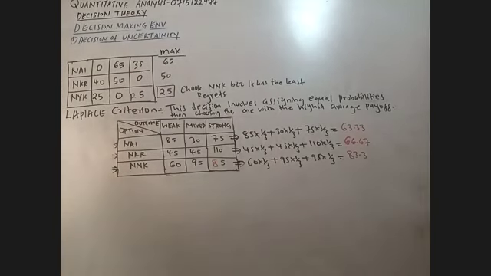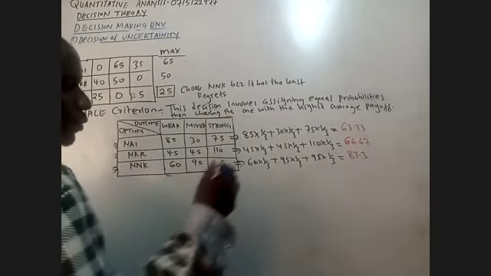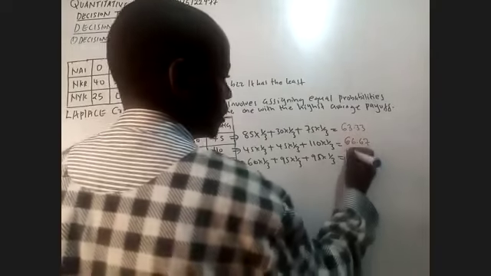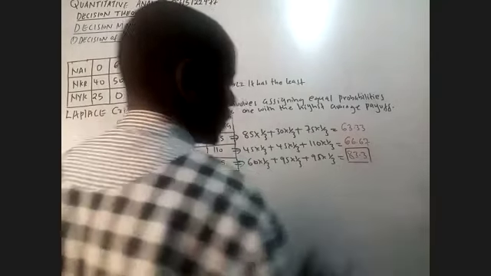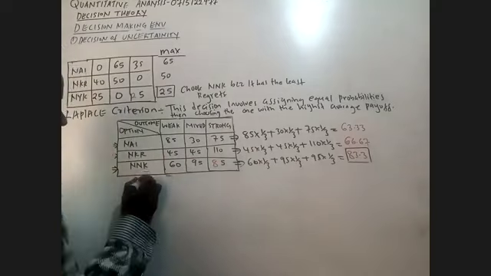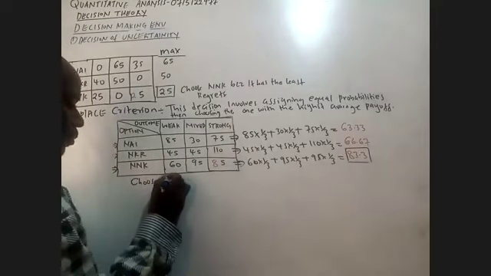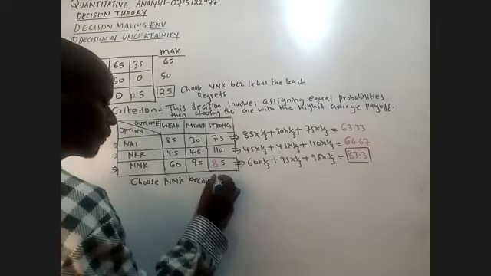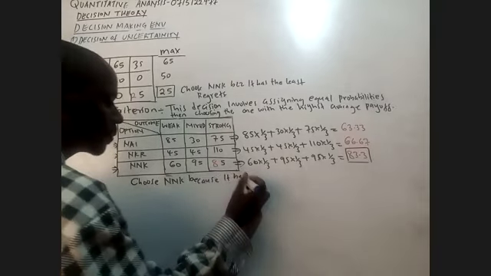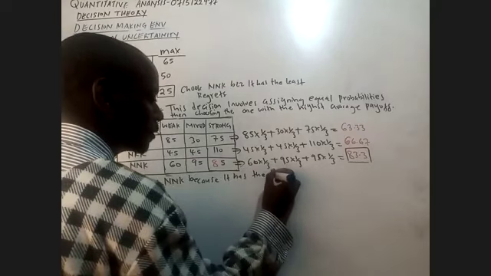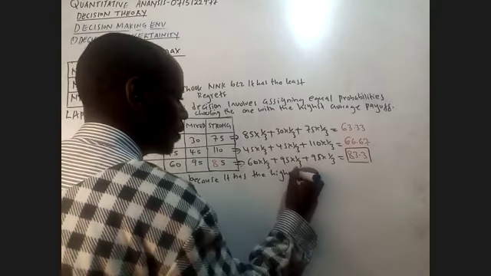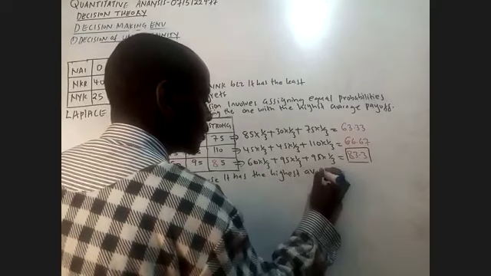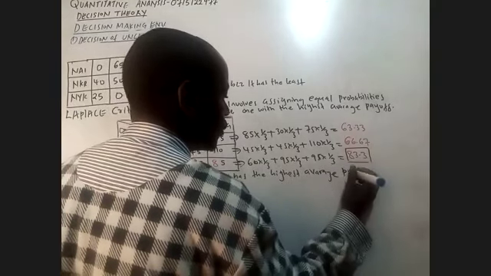Now choose which one has the maximum. So that's the maximum. We choose Nanyuki because it has the highest average payoff.